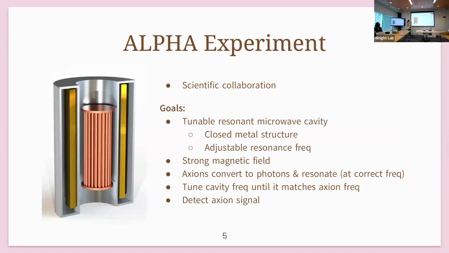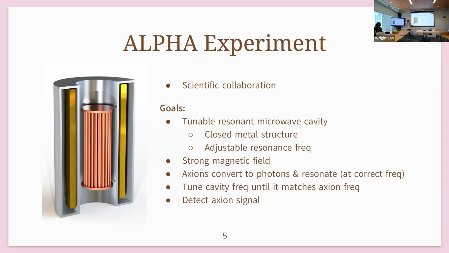Now I'd like to introduce the ALPHA experiment. The ALPHA experiment is a scientific collaboration with lots of different universities around the globe that's searching for axions. So the A in ALPHA stands for axions. The goal of the experiment is to create a tunable resonant microwave cavity, and that essentially means creating a closed metal structure, which is this cylinder in the center with an adjustable resonance frequency. These vertical wires in the cylinder will move to adjust the resonance frequency.